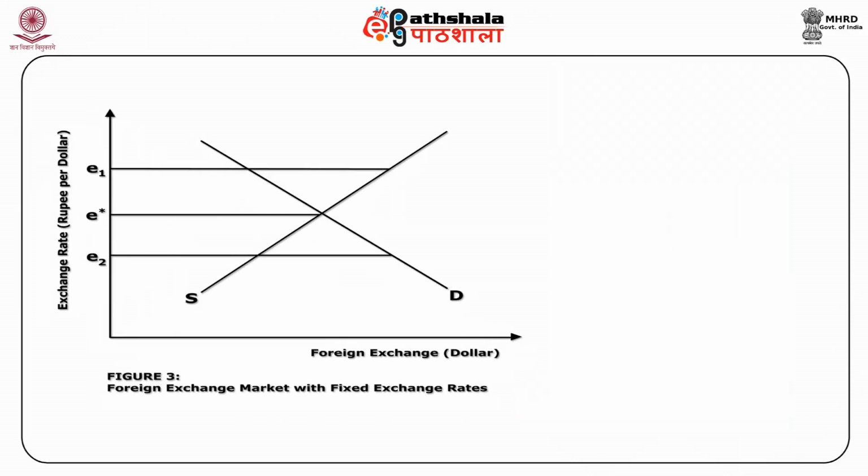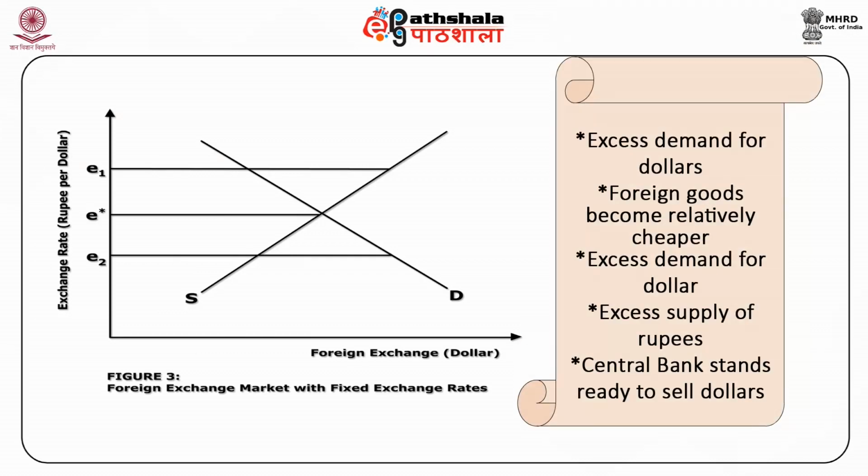In the reverse case, when the exchange rate is fixed at E2, there is an excess demand for dollars. As the exchange rate is relatively low, foreign goods are relatively cheaper. Hence, there is excess demand for dollars and a corresponding excess supply of rupees. In this case, the central bank stands ready to sell dollars. However, the central bank cannot do this indefinitely, as its own stock of dollars, or foreign exchange reserves, would be limited.